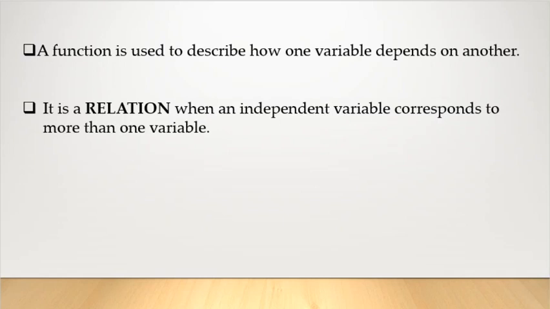For instance, the amount of money a worker makes is a function of how many hours he works. The number of hours the worker spends on his job is called the independent variable, while the amount of money he makes is called the dependent variable. So it is a relation when an independent variable corresponds to more than one variable.